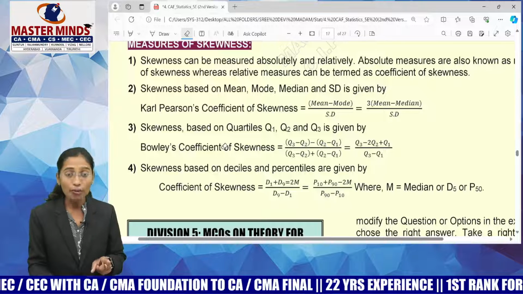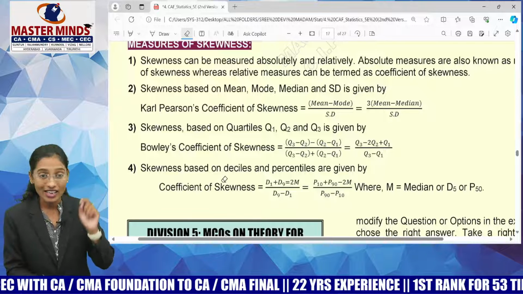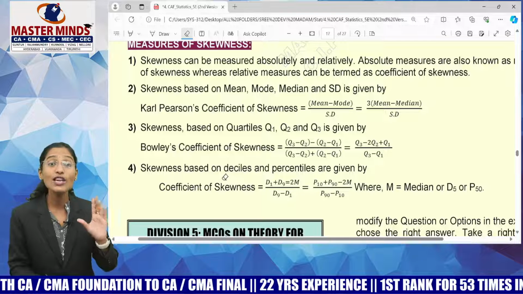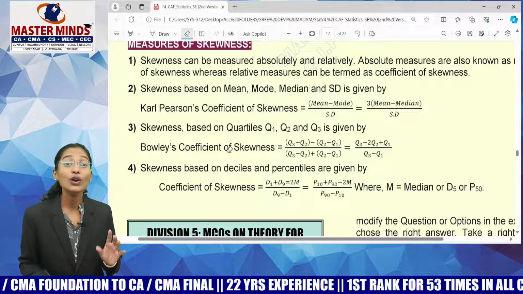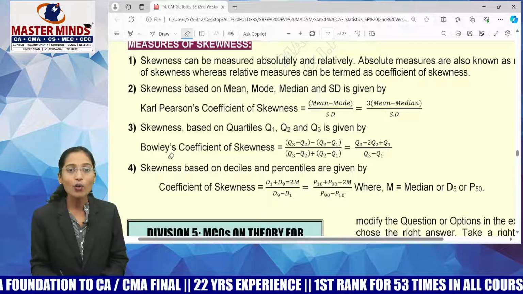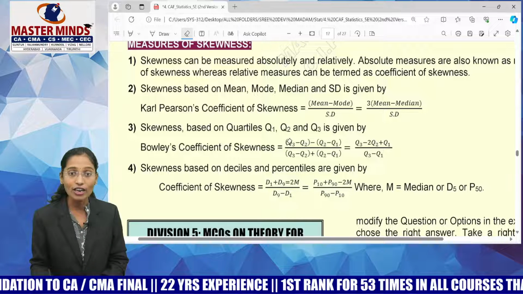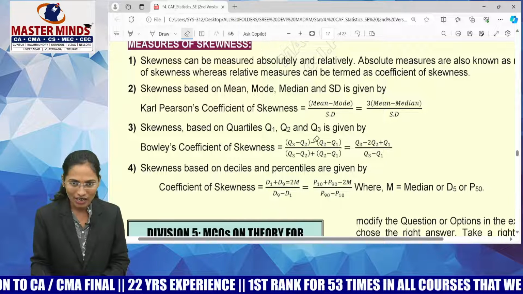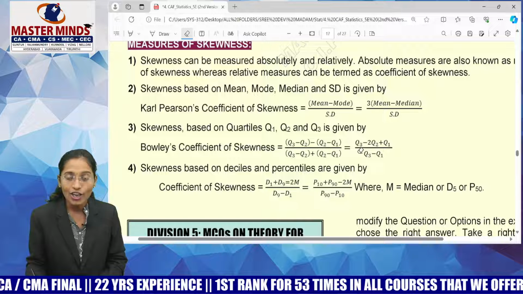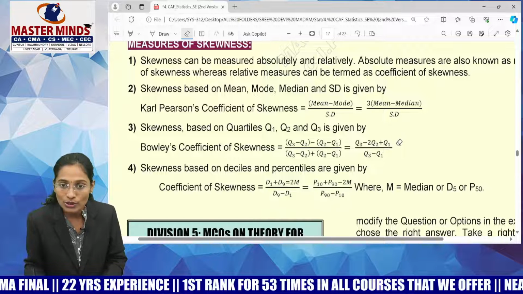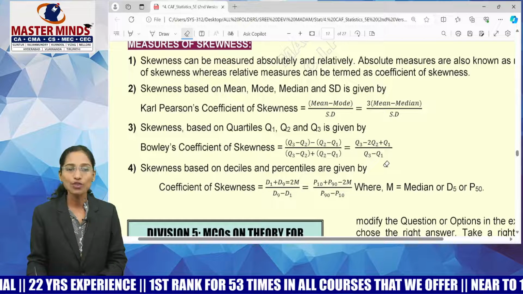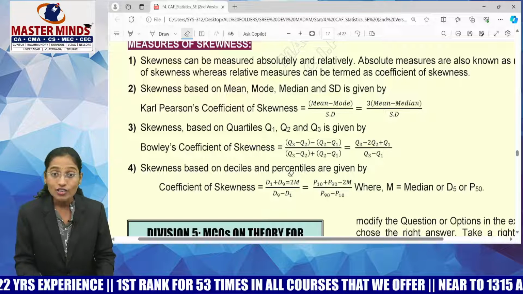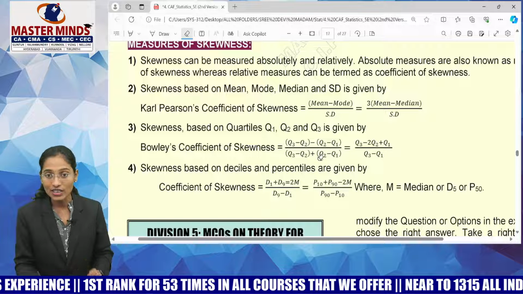There is another formula which is based upon quartiles, also known as Bowley's coefficient of skewness or quartile coefficient of skewness. What is Bowley's coefficient of skewness? Guys, forget about this, just simply write Q3 minus 2 Q2 plus Q1 by Q3 minus Q1. Got it? Like that, skewness can be based upon deciles and percentiles also.